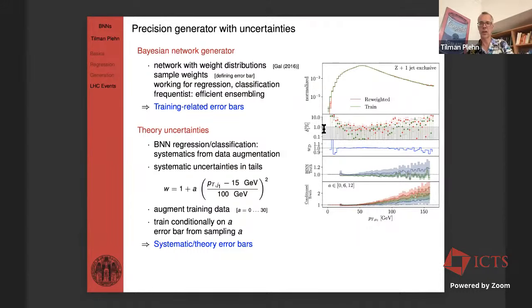So question: can we use this for LHC physics? And the answer is obviously yes. Any phase space generator, you can actually do that, and you can estimate the uncertainty with a Bayesian network here. So we're talking about this thing here, the Bayesian network over the truth. You see the blue curve here and the green curve.